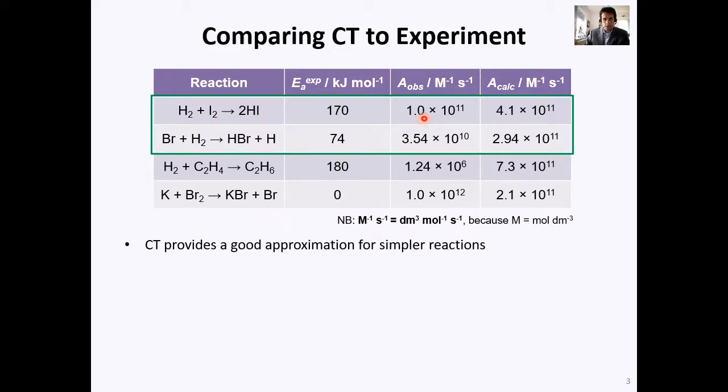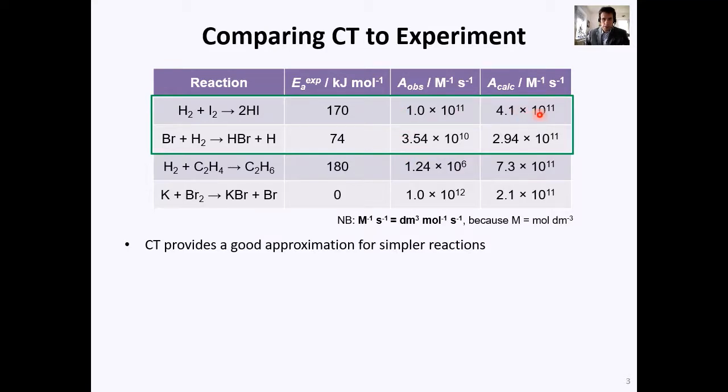And so as you can see here, this is the comparison of the collision theory calculation. So these numbers here, A calc, this is the calculated pre-exponential factor. So this is everything apart from that exponential bit. Okay, and these are the observed values. So these are the experimental values.